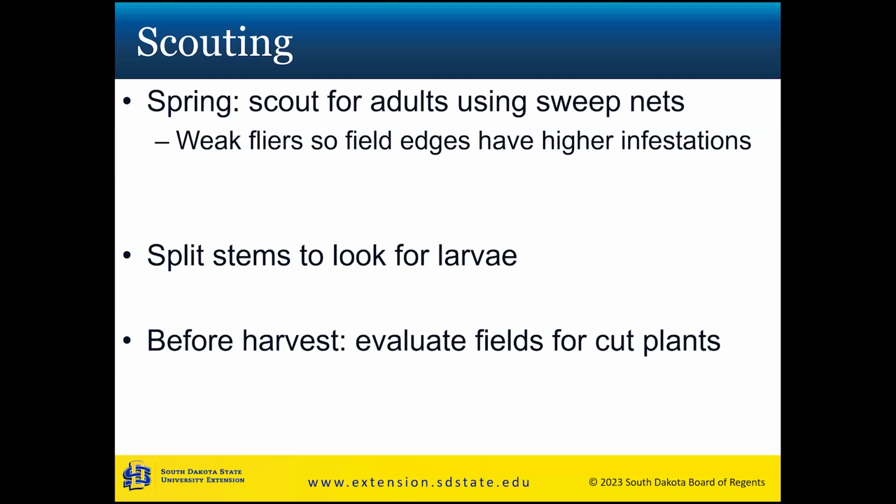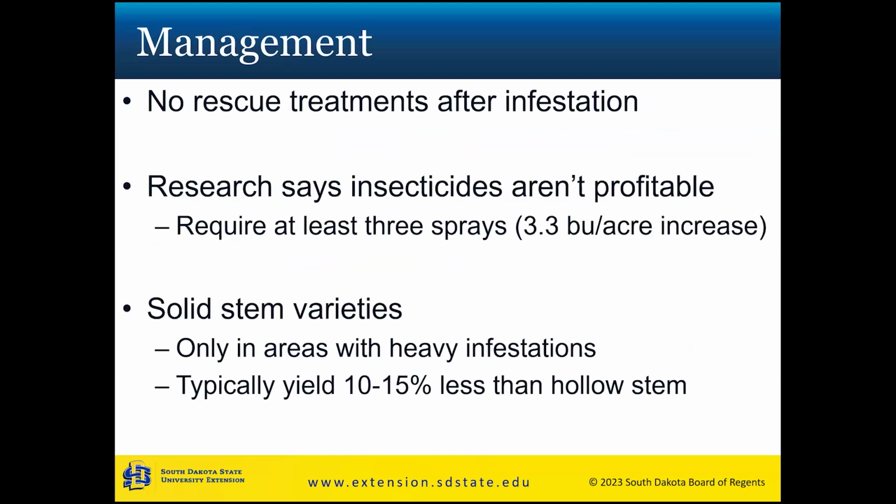But another thing to look for is how bad the cut plants are right before harvest. And so the big issue with this, like I've talked about for some of our other insect pests that are in the plants, we can't actually get a rescue treatment after infestation occurs. Once any insect is in the stem, it's almost impossible to get a product to them or do anything to reduce the populations. We have to do it before they get in the plant.